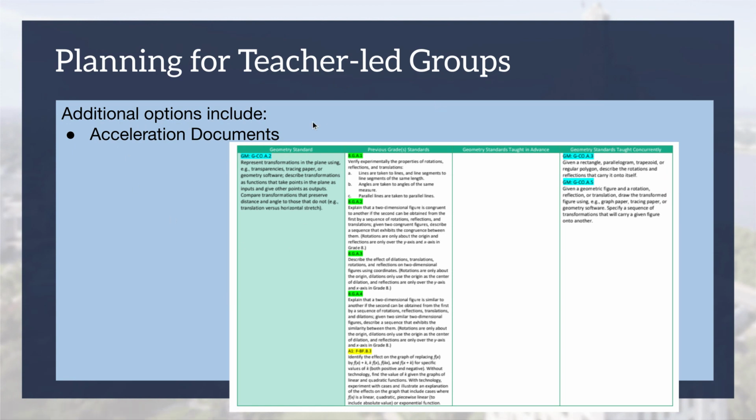It gives you the standard of the grade level. Then it gives you the previous grade level standards, and then the standards that are concurrent. And also here it gives you ones that are taught in advance. So I would look at that standard, that was one of my lowest performing standards, and see which one of these previous grade level standards would help me with supporting my students with my grade level standard. And if you notice, there are also Algebra 1 standards, because remember, they also use Algebra 1 skills in geometry.